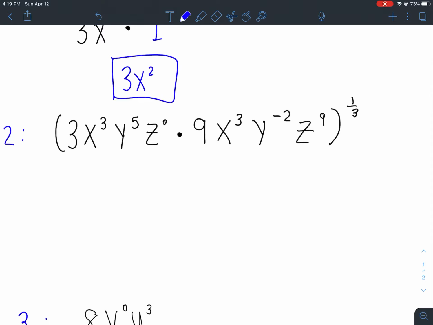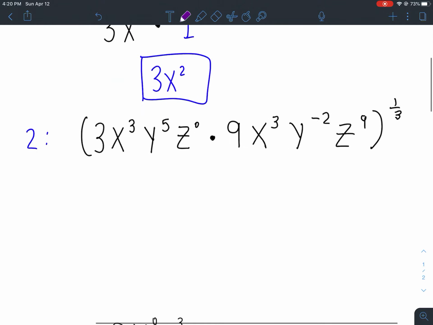Number 2, this one's a lot more complicated looking, but again, it's all about simplification. Don't distribute that 1/3 on the outside. I know you see it, but save it for last. Any type of distributing you want to save for last. So you want to combine anything you can before you make it more complicated on yourself.